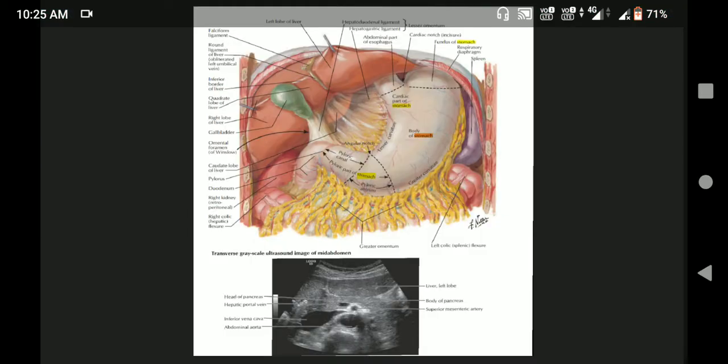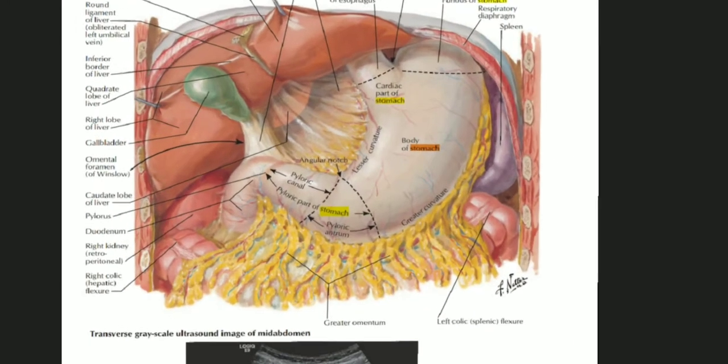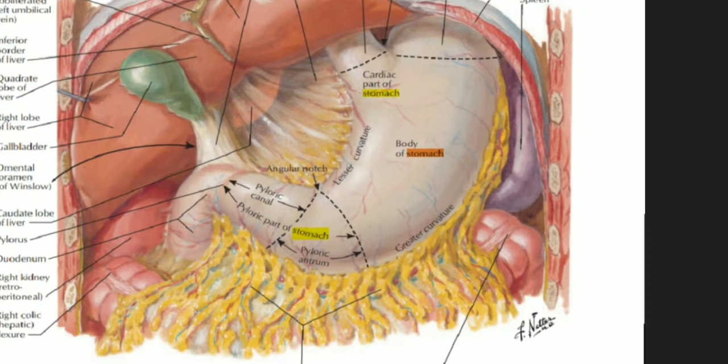Shape: J-shaped in normal build. In hypersthenic, that means heavy body build, it is situated transversely. In asthenic, that is cylinder-like body build, it sags down. Normal capacity is 1500 cc. In an adult, it usually empties food after 3 hours. Capacity is 50 cc in a newborn. That's why infants require more frequent meals. That is the main reason.